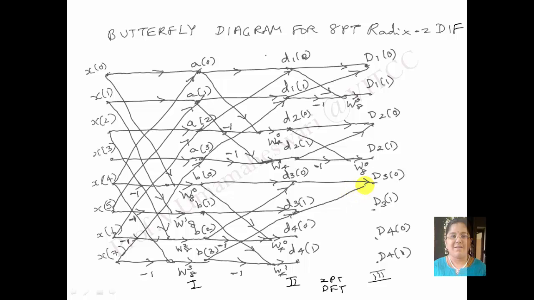Fine. So d3 of 0 is d3 of 0 plus d3 of 1. d3 of 1 is d3 of 0 minus w08 d3 of 1. Actually, this w08 we put only for pattern.